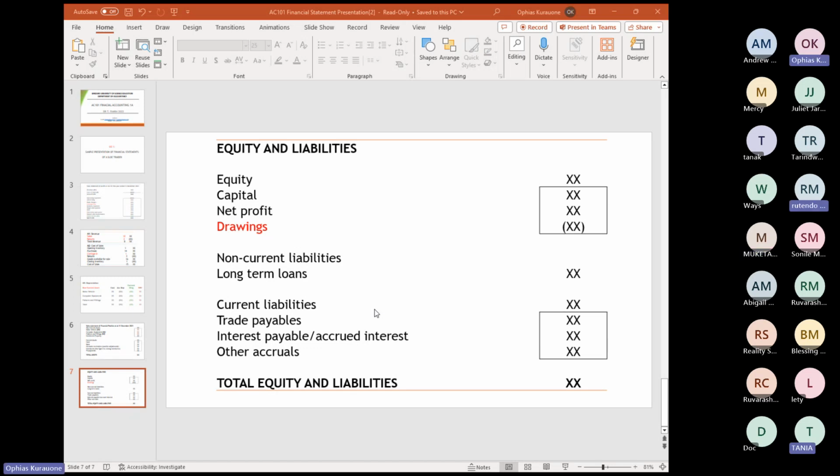Okay, thank you so much. How do you treat drawings? They reduce 2 accounts, purchases and what? Capital. You understand? Because they're purchases, they should be at their cost price.